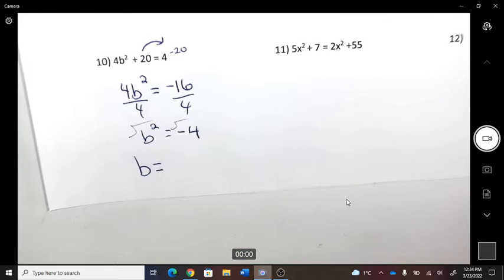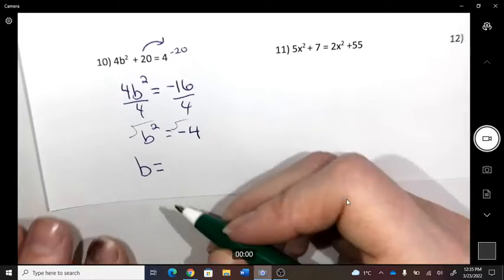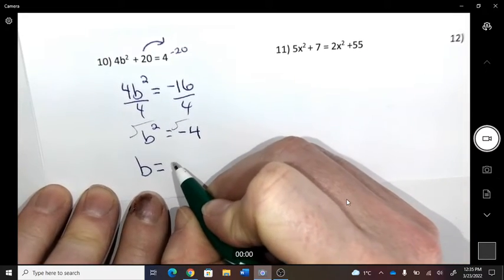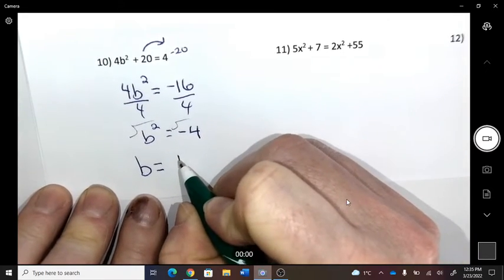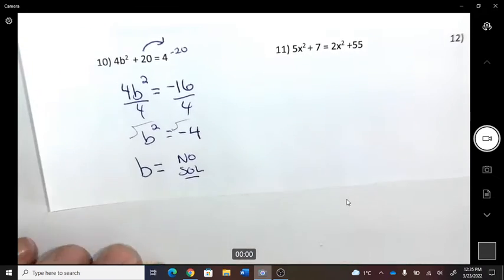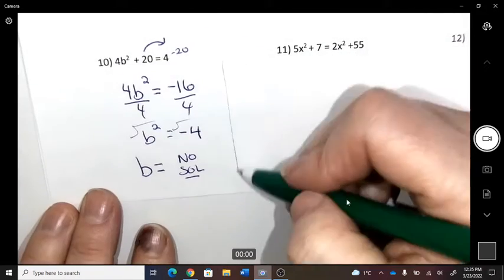And then what? Can you square root a negative 4? No. So what do you actually write as a physical word here? No solution. So don't write me error. You have to write, there's no solution. B is not possible. Like, you can't have anything there. Okay?